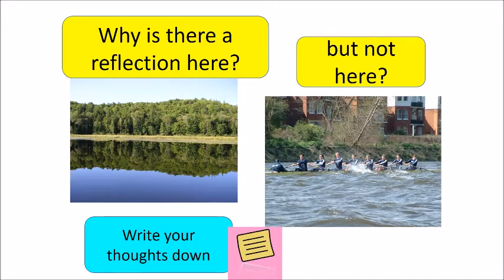So, picture yourself out on a nice, calm lake, and you get to see a reflection of the trees off the water. But now, picture that lake in a storm, where the waves are violently crashing against the shore. Why can you now not see that reflection? Pause the video and write your thoughts down.